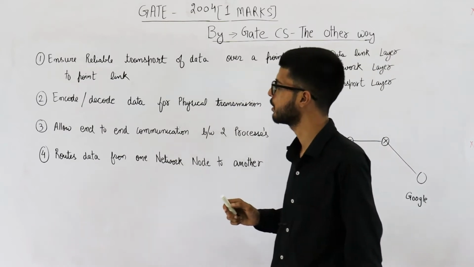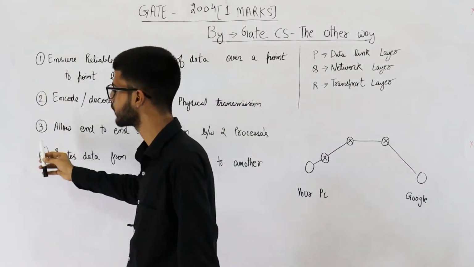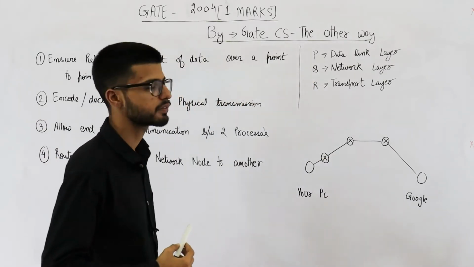This one mark question is of the type match the following. It's from GATE exam of 2004. We need to match any three of these four with P, Q and R. So let's have a look at the first one.